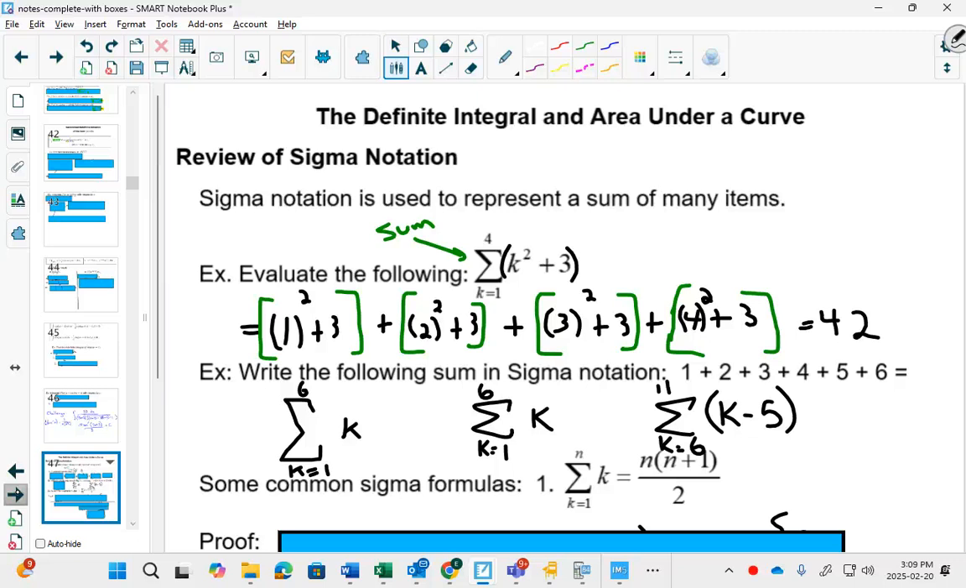But when you do 11 minus 6, you don't include the 6. The 6 is taken away, right? There's only 5 numbers that aren't included: 1, 2, 3, 4, and 5. 6 is included. So when you do this, you have to say, well, it's not 11 minus 6. It's really 11 minus 5 because the 6 was included to give you 6 terms.